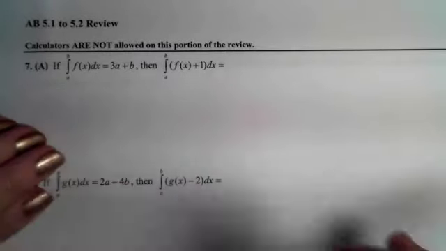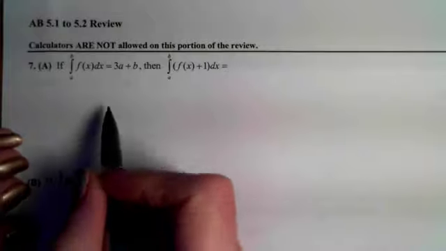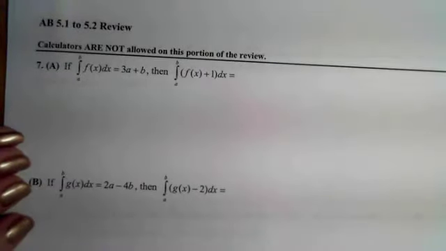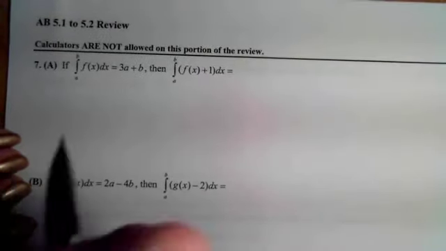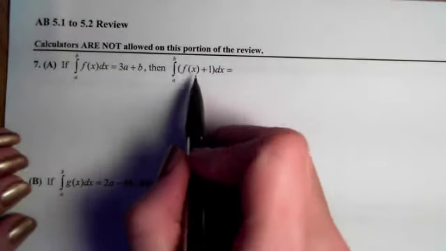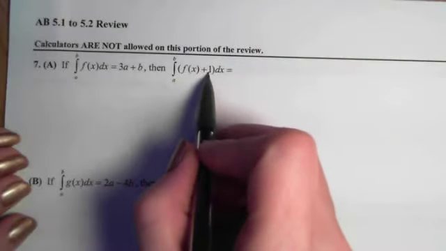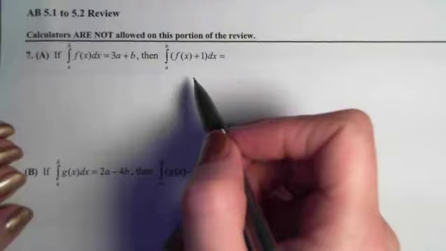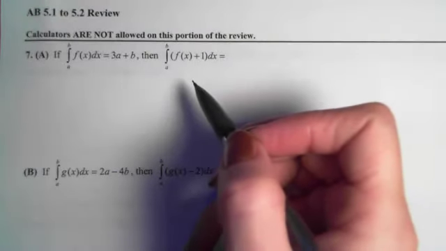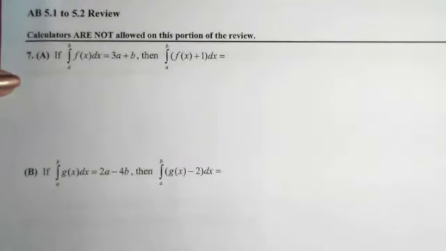So I told you that accumulating from a to b on f gives me 3a plus b. And then based on that, I want to compute the accumulation from a to b on the function f of x plus 1. There are two ways that you can do this, and I'll do it both ways. The first way is to do it completely analytically.